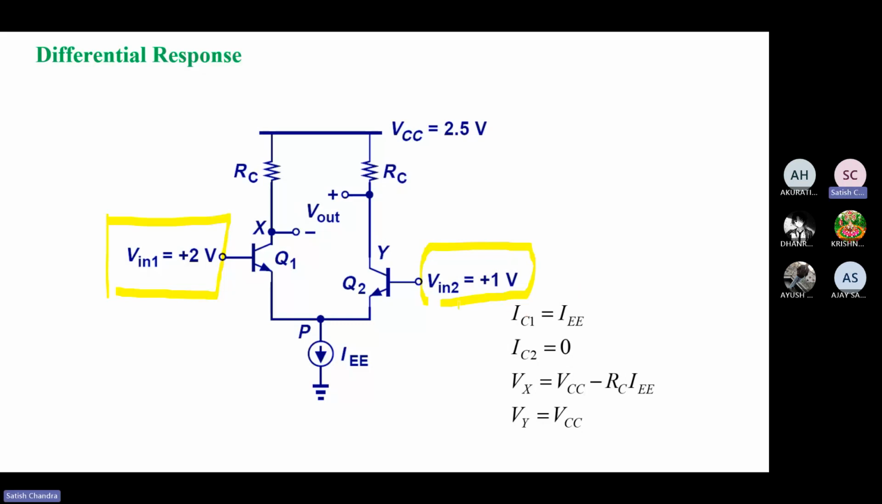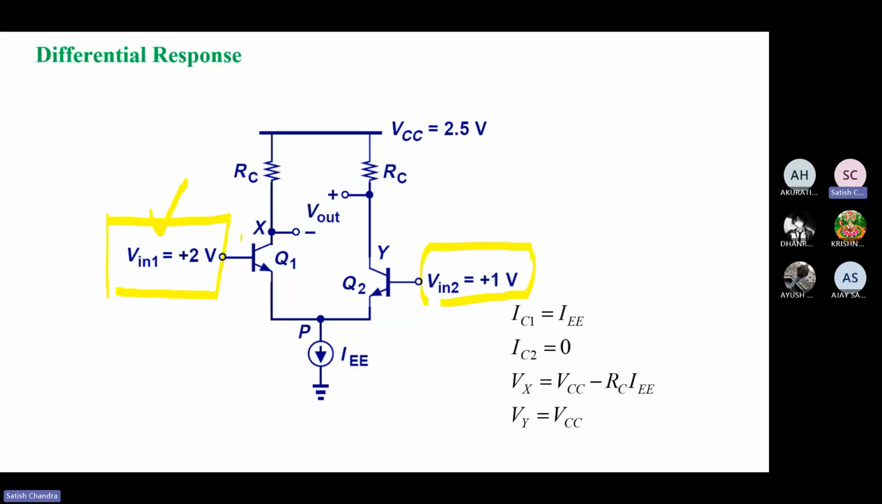So if I'm saying this Vin1 is 2 volts, what is going to happen? Definitely the maximum current is going to run through this side. Maximum current is there, and at Vin2 we are saying that it is +1 volt. So what is going to happen?